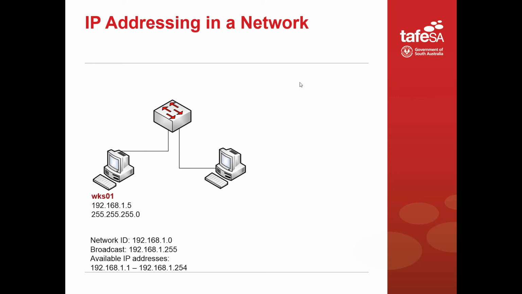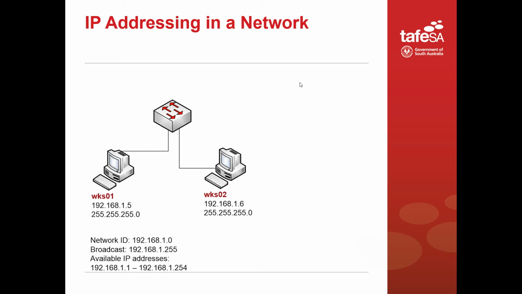Okay, 5 is obviously already in use. So let's give it another IP address, 192.168.1.6. And as always, we have to give it the subnet mask so we know that it's on the same network. So there you go. We've got two computers that can now talk to each other.